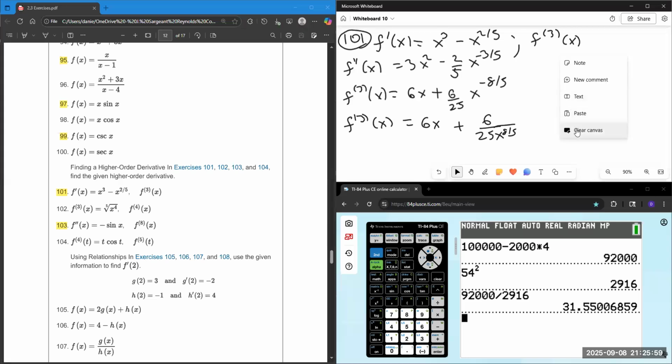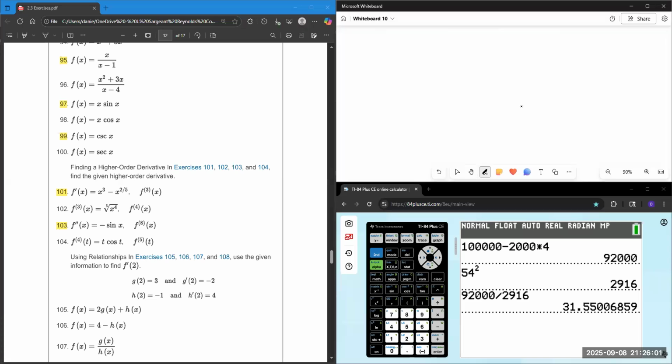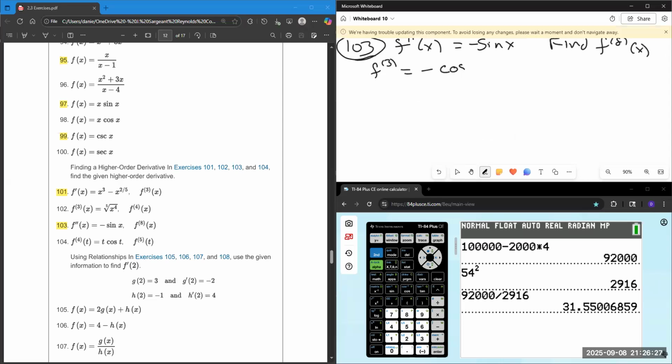Let's look at number 103. If our second derivative is equal to negative sine x, what is our eighth derivative? So our third derivative will be the derivative of negative sine, which is negative cosine. Fourth derivative, the derivative of negative cosine is sine.